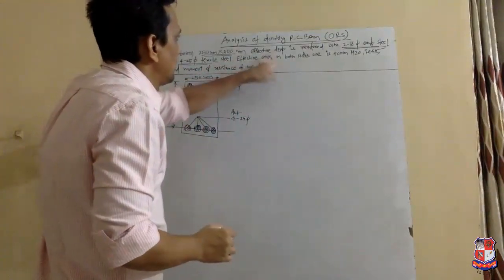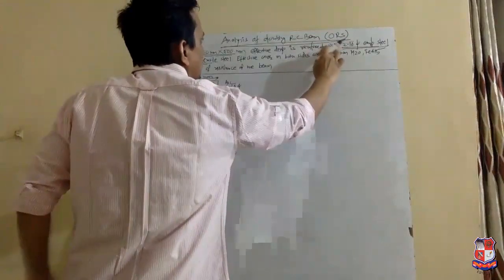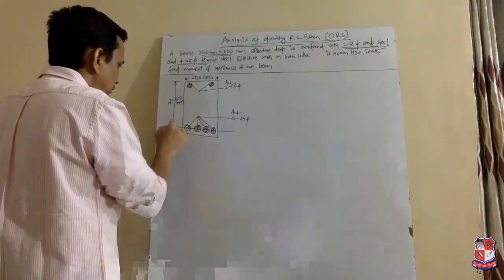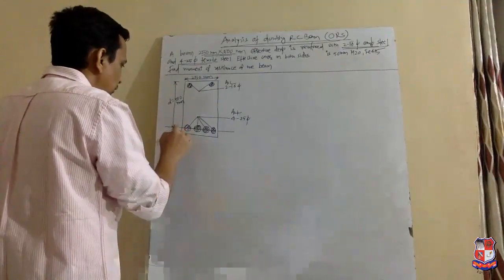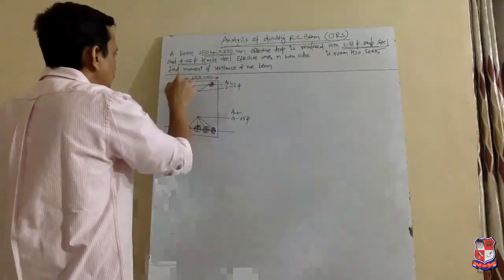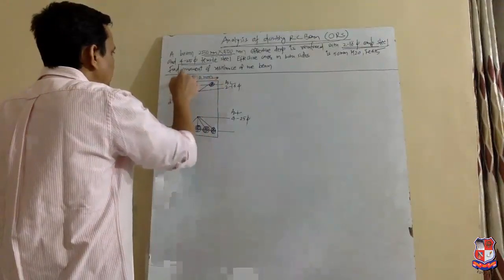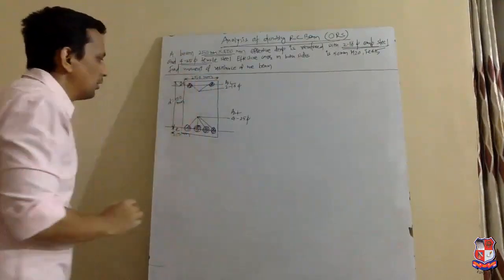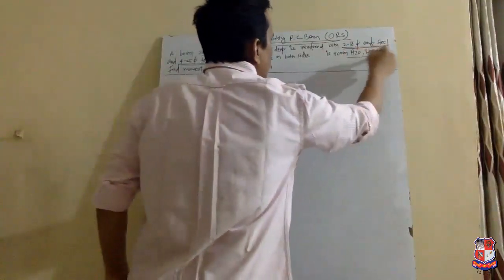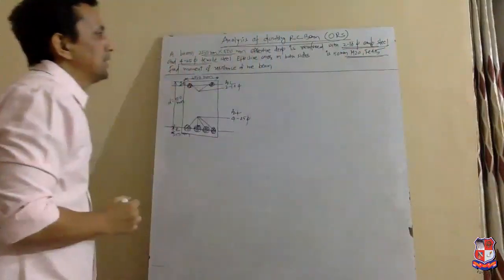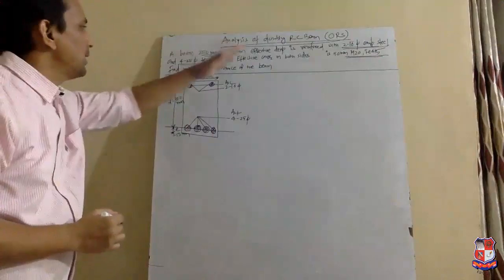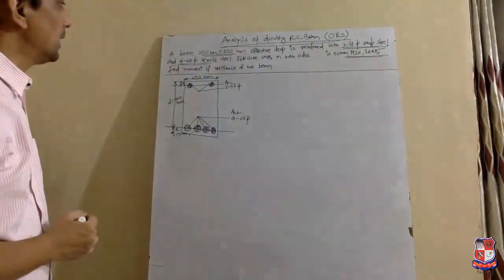Effective cover on both sides is 50 mm. So in the tension zone, e is equal to 50 mm, and in the compression zone, which is called d dash, is also 50 mm. Materials used: concrete is M20 and the steel is Fe415. Find the moment of resistance of the beam.